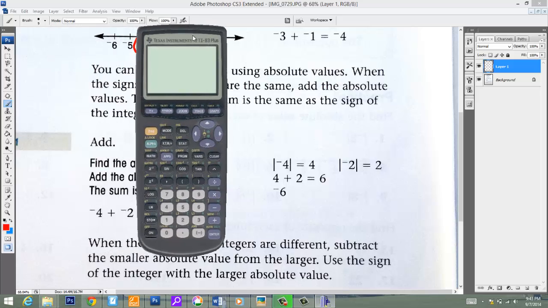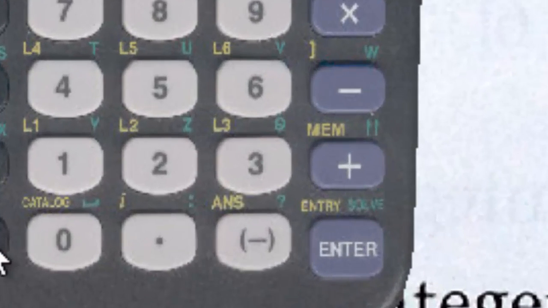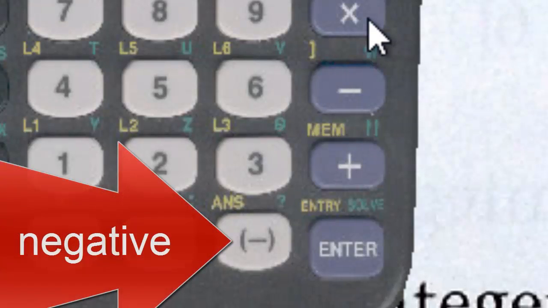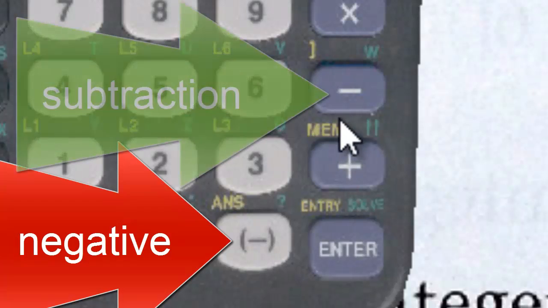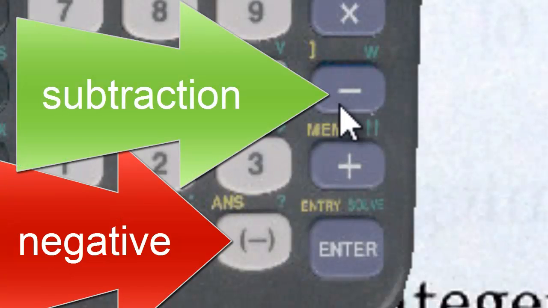Before we go on, it is really critical that we know the difference between two key buttons. So first, think about this button to the left of the enter, that horizontal line, and then the horizontal line beneath the multiplication sign and above the plus. So this horizontal line means negative. It denotes whether an integer is negative. This is an operation sign, so it's for subtracting or minusing.